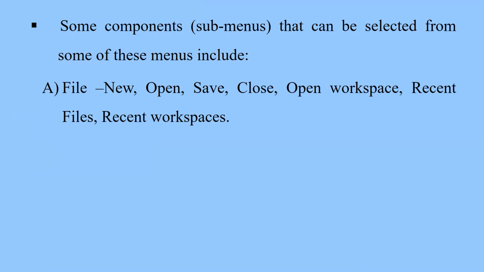You use New whenever you want to start a new program. You use Open, or you click on Open when you want to access a file or a program you had created earlier and you want to display it or load it on your screen. We use Save to ensure that your work is stored for future reference. Close is used to close the program that you are working with or the file that is open.